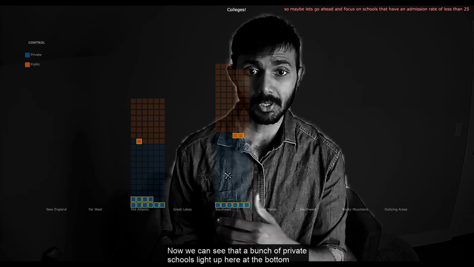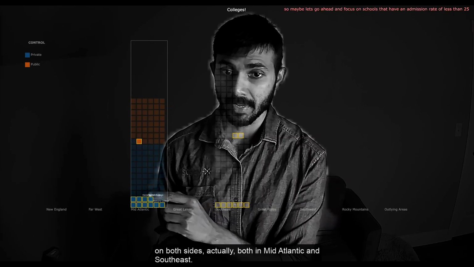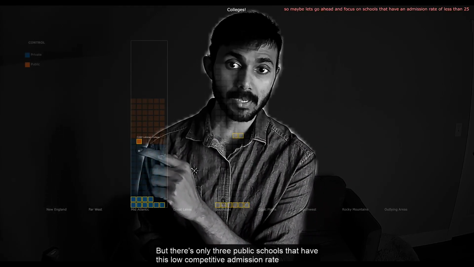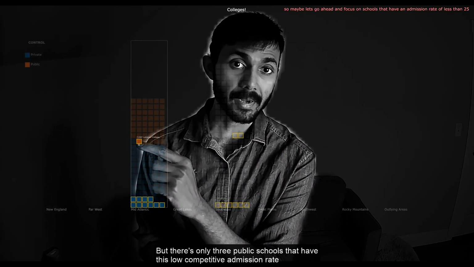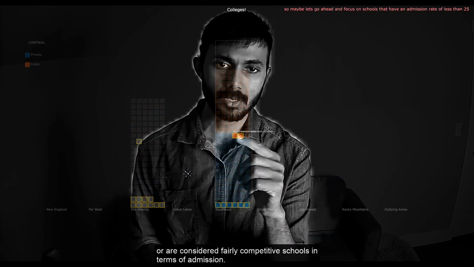Now we can see that a bunch of private schools light up here at the bottom on both sides, actually, both in Mid-Atlantic and Southeast, but there's only 3 public schools that have this low admission rate or are considered fairly competitive schools in terms of admission.